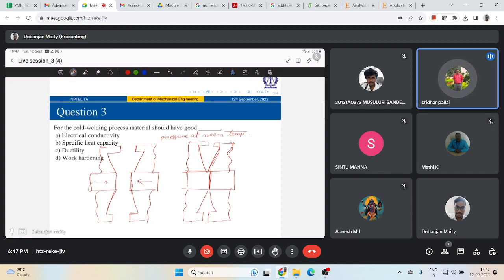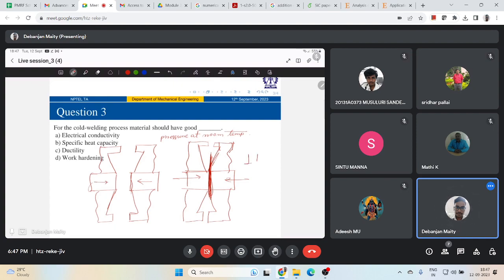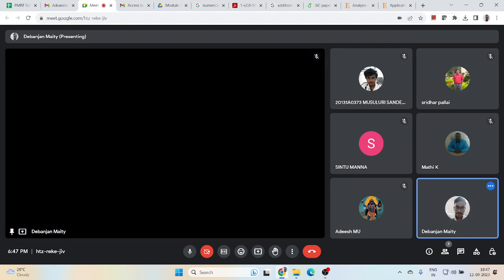Sir, the force applied is only axial, or will some radial force also be there? So always you are applying pressure, of course, in the axial direction. Otherwise, the pressure direction should always be normal to the interface, in any kind of welding process.